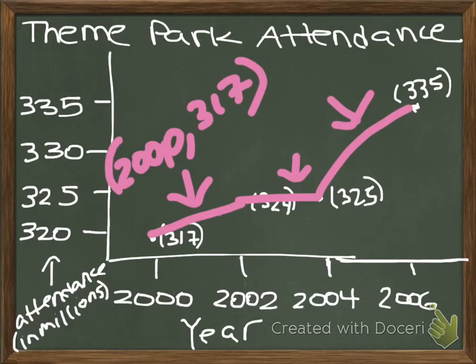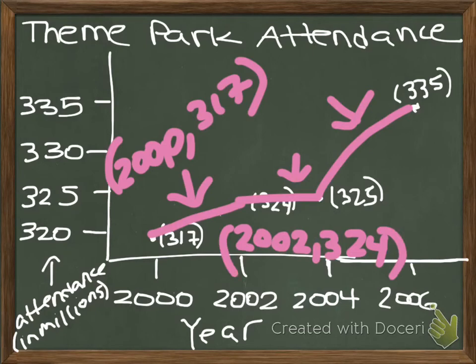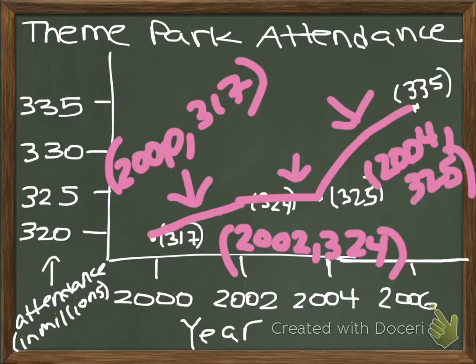Second point would be 2002, 324. Third point is 2004, 325. And our last point is 2006, 335. And I'm going to take each set of 2 points and find the slope between them.